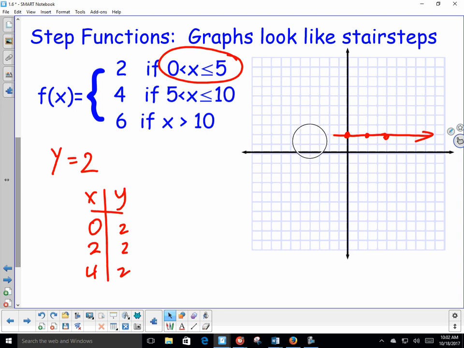So I don't want to graph the whole thing. I only want this line graphed between 0 and 5.